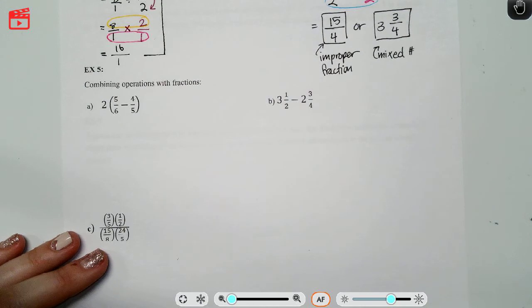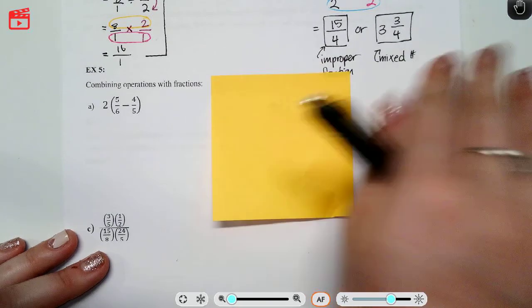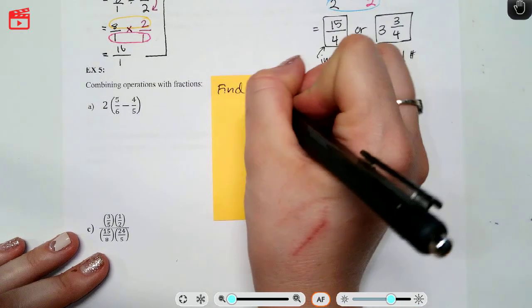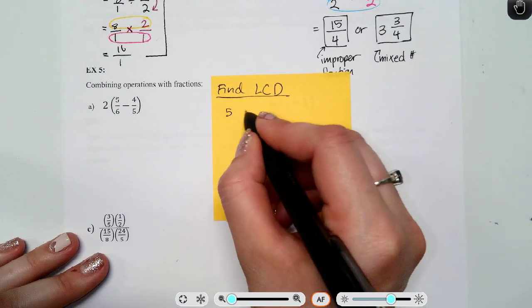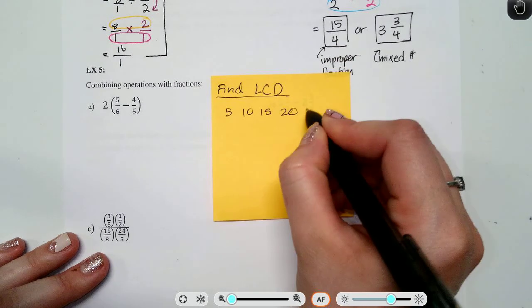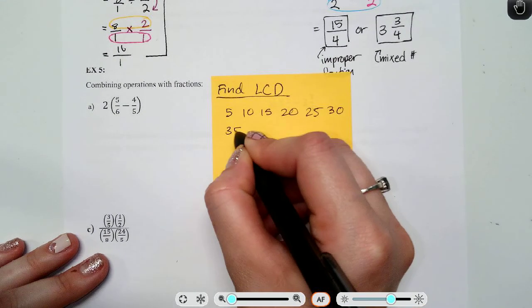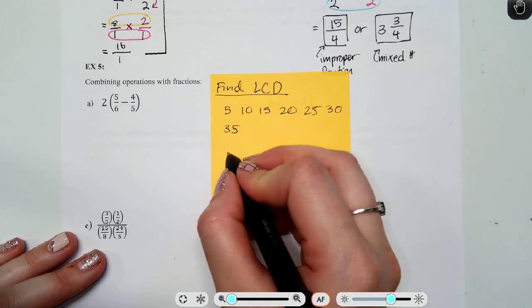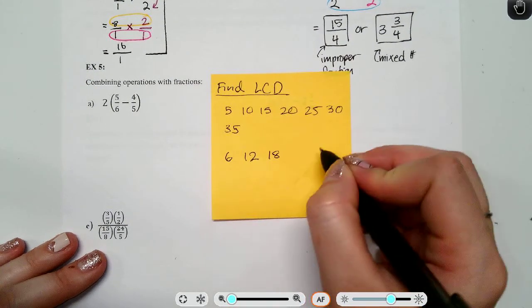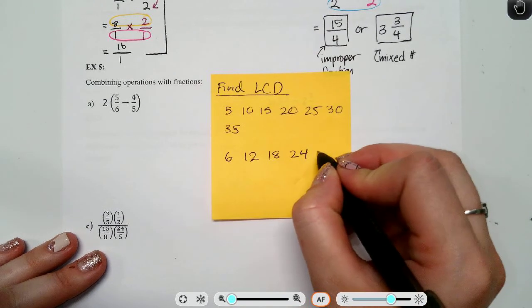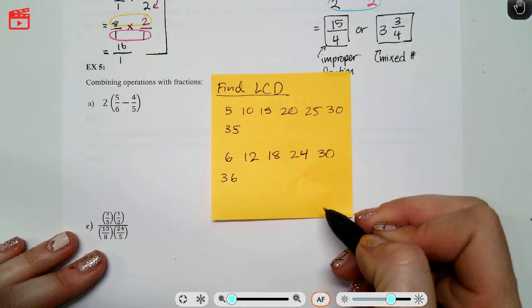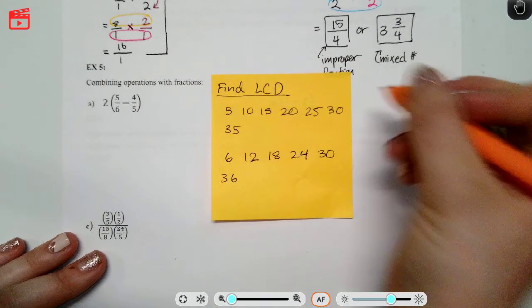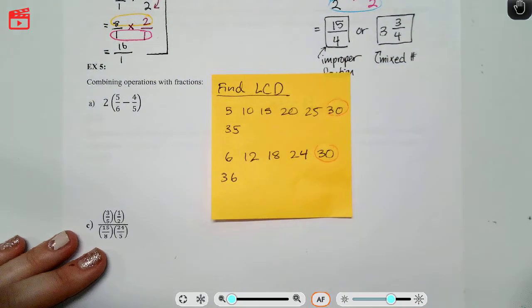So what's the common denominator for 6 and 5? Let's find the LCD, the lowest common denominator. Let's just do multiples. So 5, 10, 15, 20, 25, 30, 35. Let's stop there for now. Let's check multiples of 6. 6, 12. What's after that? It's 18. What's after that? 24. After that is 30, and then 36. Do they have any common numbers in their multiples? Aha! 30. 30 is going to be their lowest common denominator.